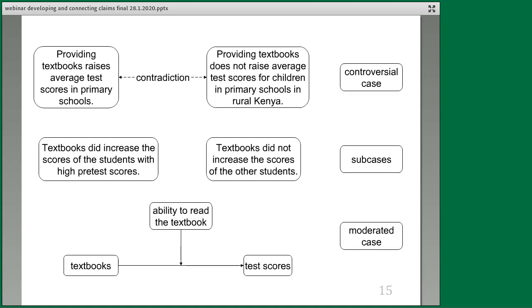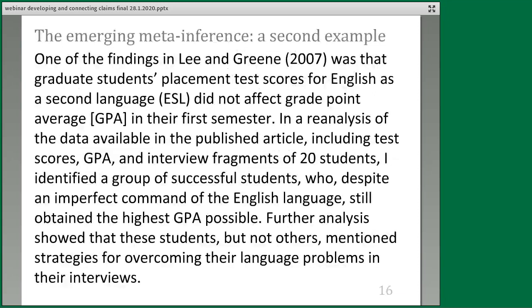Okay, then I will give a second example. That was a reanalysis that I did of a study by Lee and Green in 2007, who discovered that test scores of graduate students, international students on English as a second language, did not affect their grade point average in their first semester. They had expected it would, because the idea was if you experience language problems, then this will affect your GPA, but actually it did not.